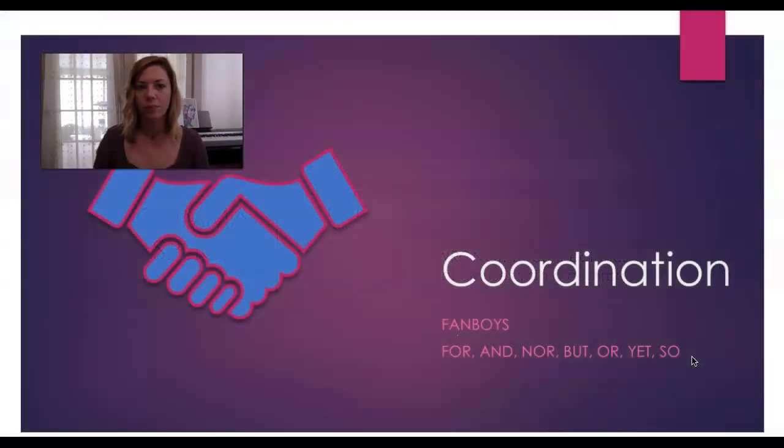Let's look at it. So coordinating conjunctions, coordination is the active state of coming together. So we remember these as the fanboys. So for, and, nor, but, or, yet, so. You were probably taught that in grade school. It will help you to remember that these are the coordinators, the coordinating conjunctions, and you put a comma in front of them, not after them. In front of them, not after them.